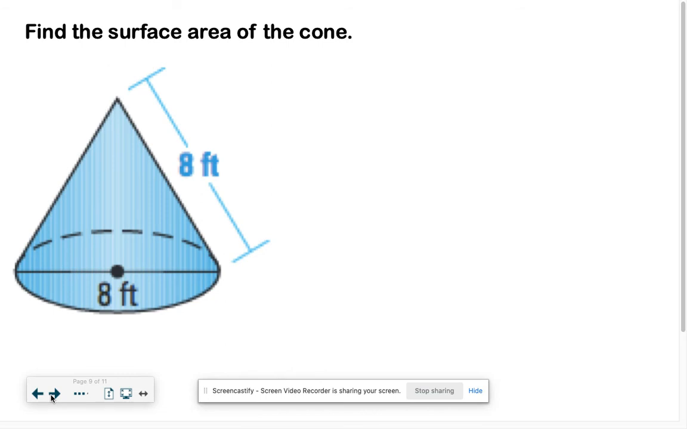What's your radius? 4. Good job. Our radius would be 4. Sorry, buddy, I meant to mention that sooner. Yep, your radius is 4.